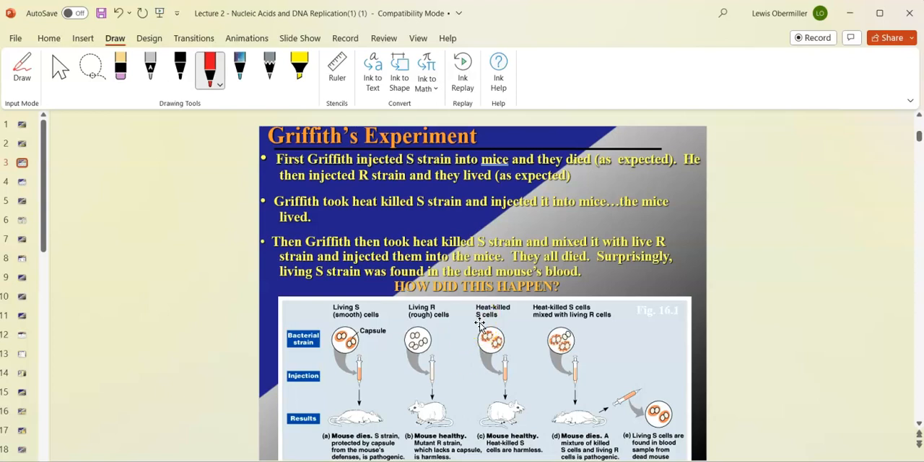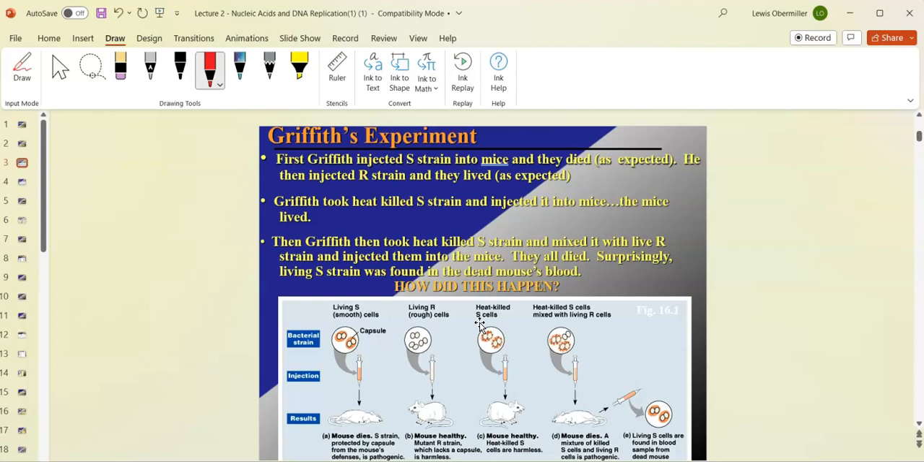Now, so you guys know that if you heat stuff up for a long time, it generally kills it. Like if you're in the forest and you want to drink some dirty water, you could boil it for 10 minutes and that would pretty much kill everything that's in it. So that's what he did. He killed the S cells using a boiling technique, and then he injected it in the mice. So these are dead S cells, and the result was that the mice, as you would expect, would live because it was injected with dead S cells.